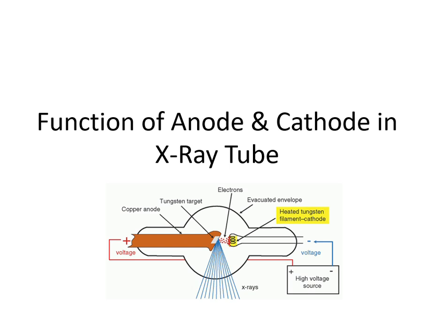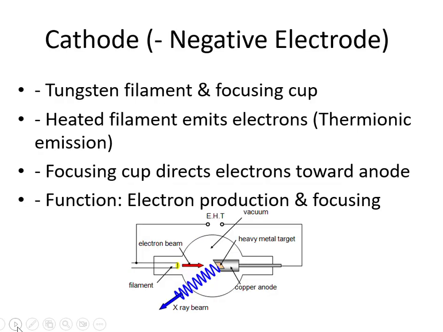X-ray tube. Cathode, the negative electrode. The cathode is the negative electrode of the X-ray tube. It contains a tungsten filament and a focusing cup. When the filament is heated, it releases electrons, a process known as thermionic emission. The focusing cup then directs these electrons toward the anode. So remember, cathode: electron generator and electron focuser.